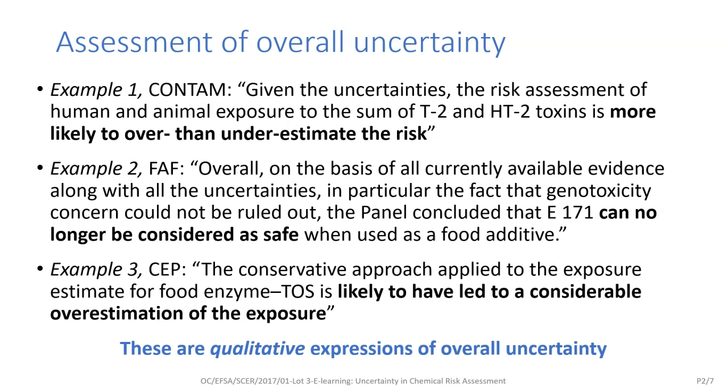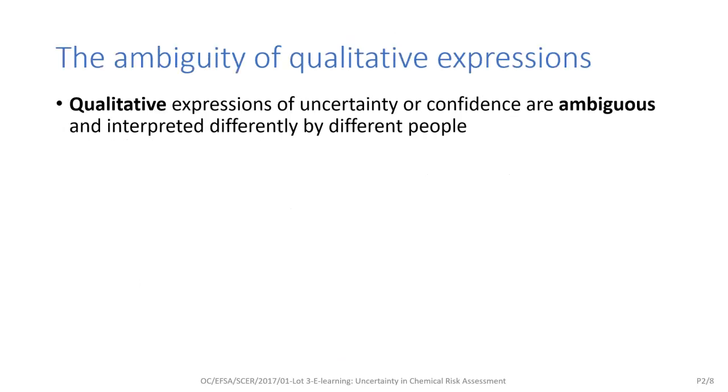These are qualitative expressions of overall uncertainty, but EFSA's uncertainty guidance recommends assessing overall uncertainty quantitatively using probability. Let's look at the reasons for that. Qualitative expressions of uncertainty or confidence are ambiguous and interpreted differently by different people. A wide variety of words is used to express uncertainty in everyday language, but almost all of them are ambiguous.